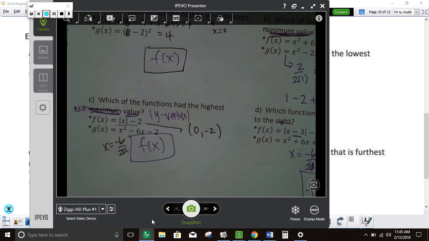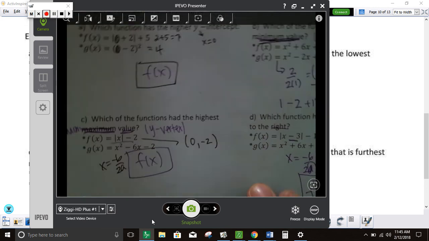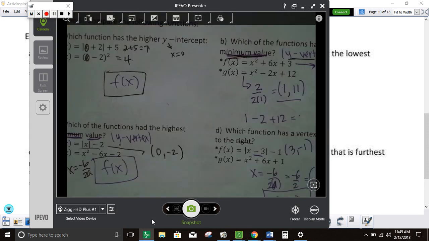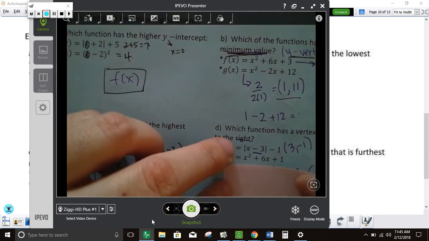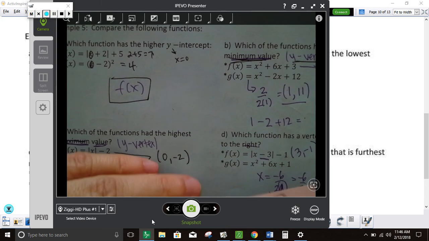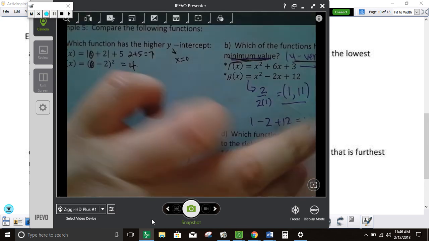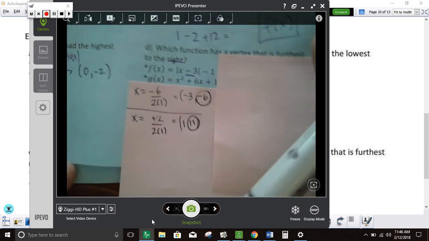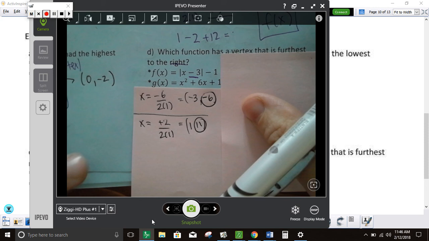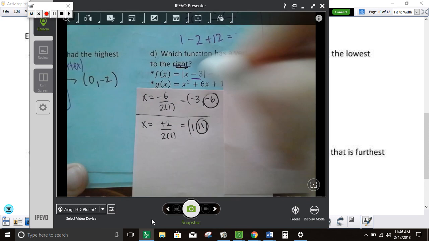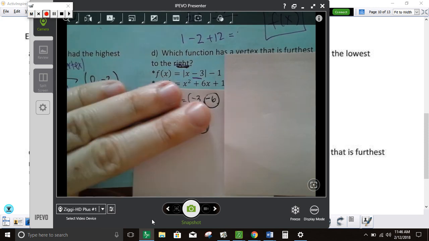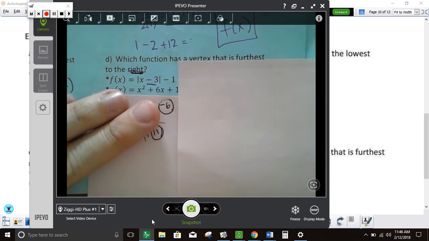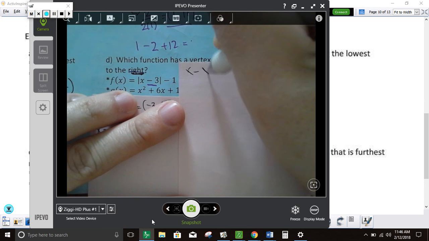The rest of today's lesson, you can barely even see that on my board, sorry. The rest of today's lesson just compares functions. Let's do the last one. So for part D, which has the vertex that is further to the right? If I'm asking about a vertex being further to the right, what part of the vertex am I referring to? The x part or the y part? We're looking at the x part of the vertex.